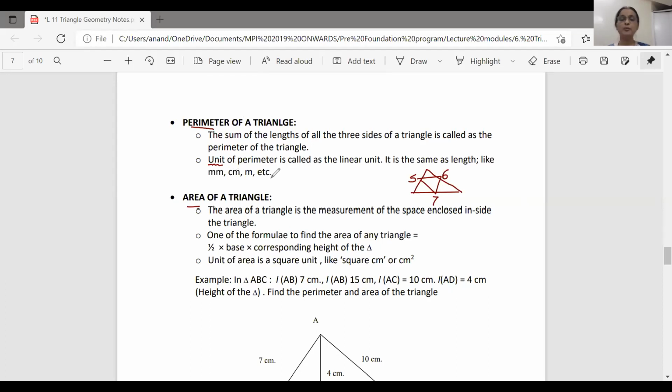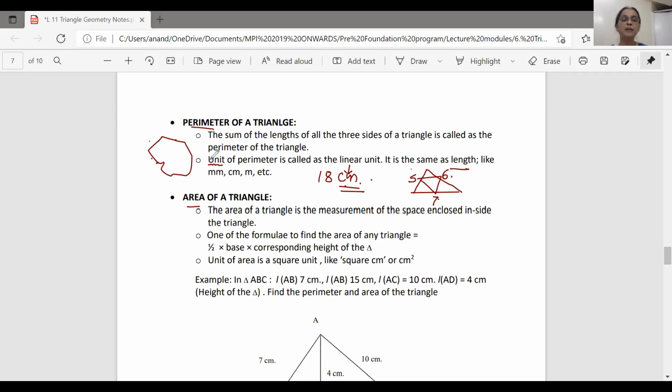And the unit of perimeter is the unit of length. So perimeter will be 5 centimeter plus 6 centimeter plus 7 centimeter. It will be 11 plus 7, 18 centimeter. This is called a linear unit, the same as that of length. It will be centimeter, millimeter, meter, etc. It is simply the addition of lengths of any diagram for that matter. Even if I have some such irregular figure, I add the lengths of the whole boundary.